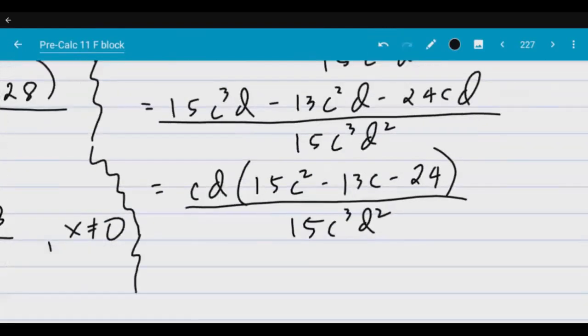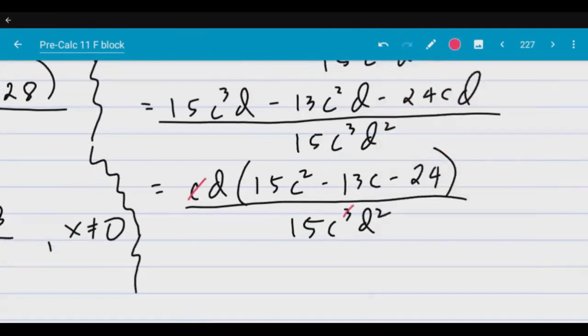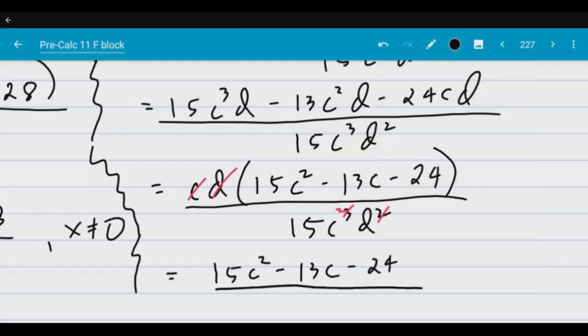And now we can cancel out something here. The cd, the c cancels out with this one. Gives me a square. This cancels out with this. So what is left as a final answer? 15c squared minus 13c minus 24 all over 15c squared d. And what would be the non-permissible values? C and D cannot be equal to 0.